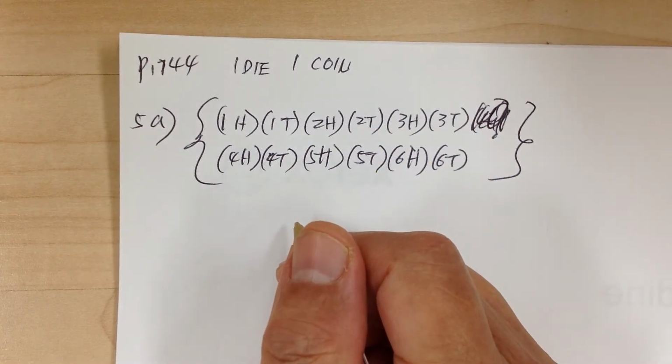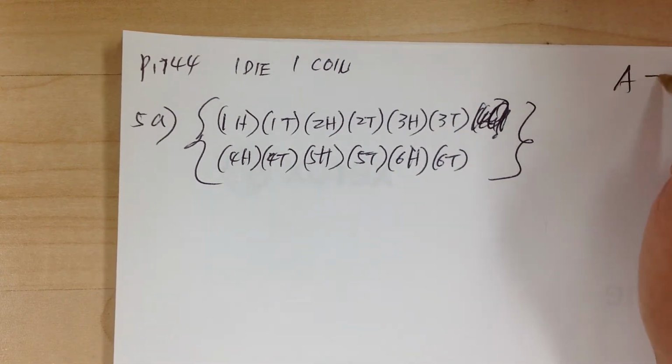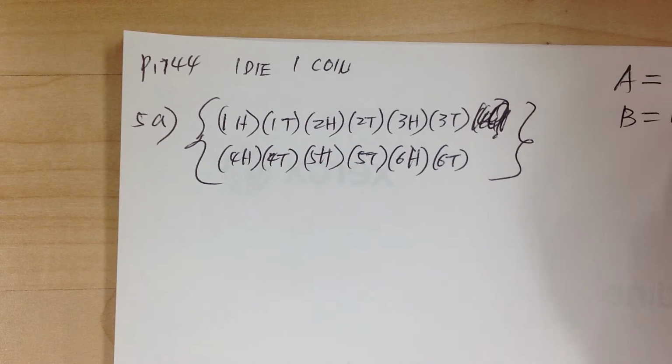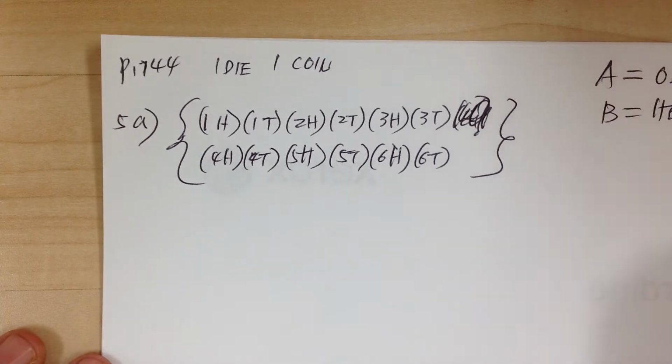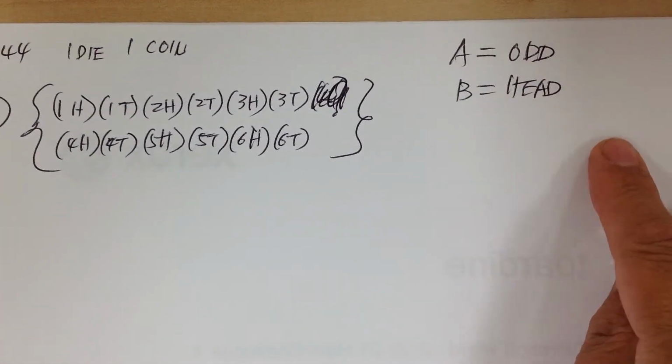Okay, B. A is equal to odd, and B is equal to head. So make sure you keep track of that.